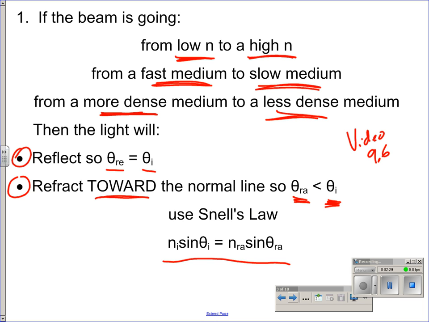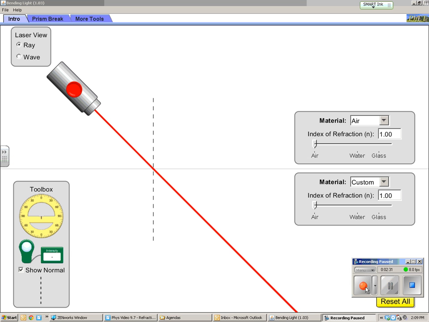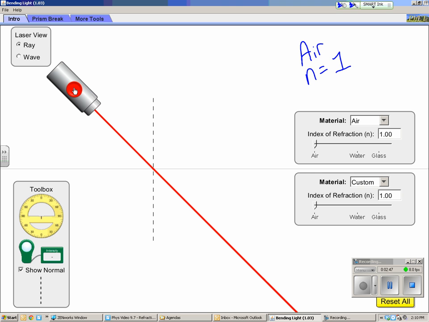All right, to give you a visual, it's this. So what I've got here is a little laser beam, which I can turn on and off, and it is right now shooting just through air. So my medium up here is air. The index of refraction for air is 1. Okay, and right now it's set up so that under my boundary here, so this line here is my boundary, so right now it's also air under the boundary.